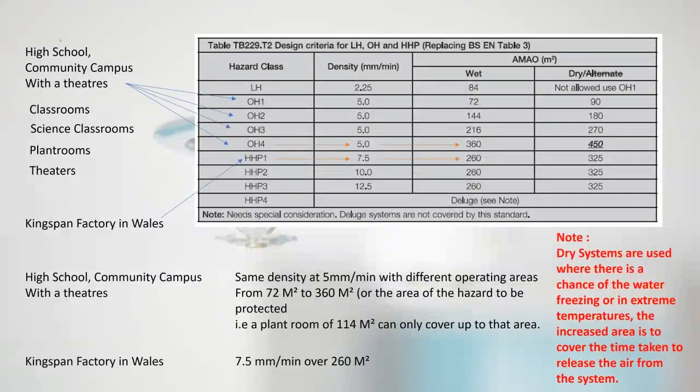Okay. So, worth noting, dry systems are used when there is a chance of the water freezing or extreme temperatures. The increased area is to cover the time taken to release the air from the system. So that's where all that comes from.